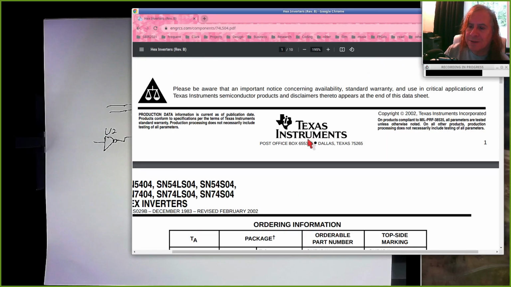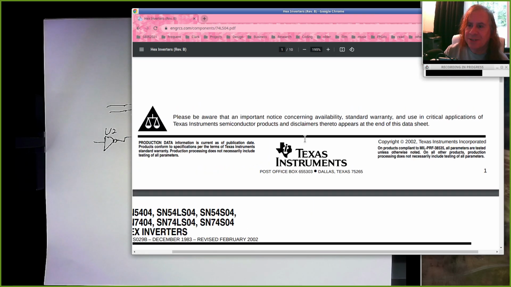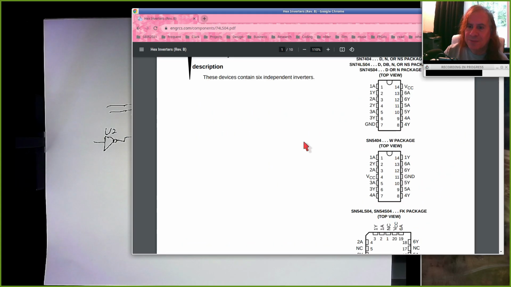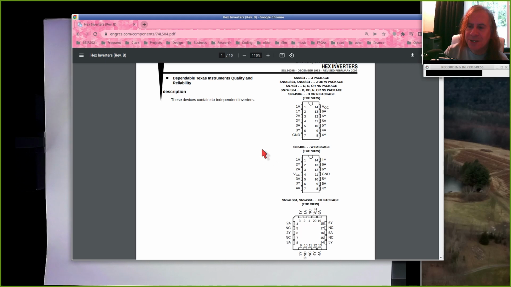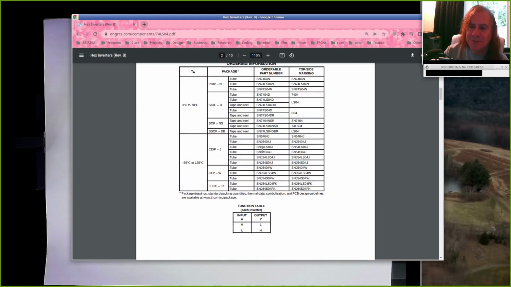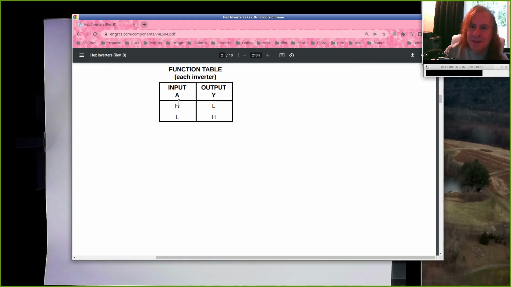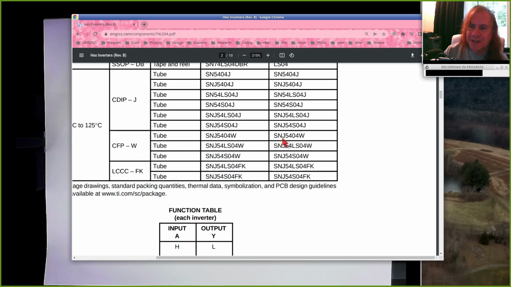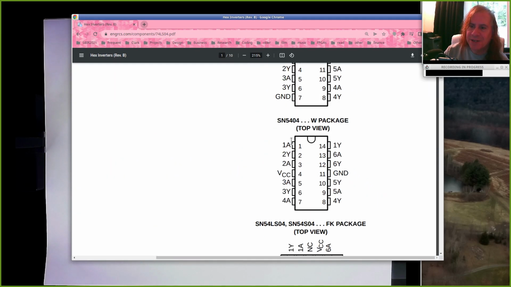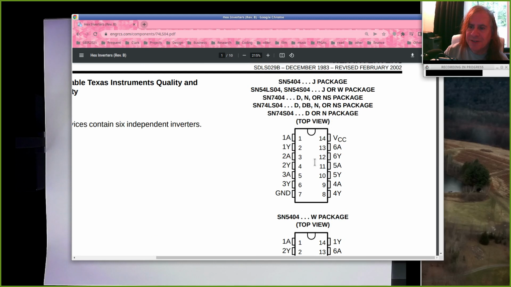And our data sheet tells us somewhere what the action is. You go in on A and you come out on Y. There we go. So the input is A, the output is Y, and there's 6 of these in a package. So here's the 74LS04 package. And your inverters are set up like this.